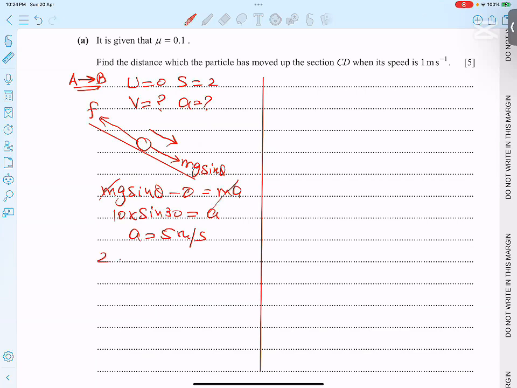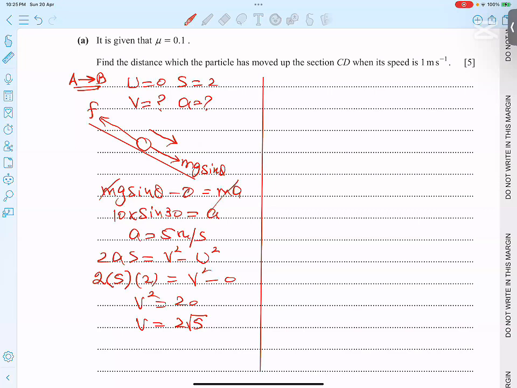Now I can find V. So we have 2as equals V square minus U square. 2 times 5 times S, S is 2 meters. Last velocity is the target, U is 0. 2 times 5 times 2 is 20. And V square is equal to 20. So I got 2 root 5. Let me check, 2 root 5. Yes. So 2 root 5 is the velocity.